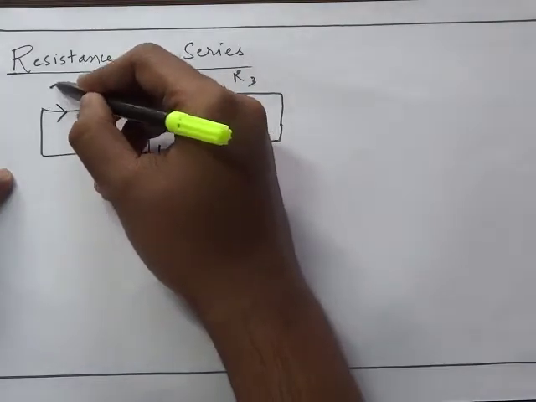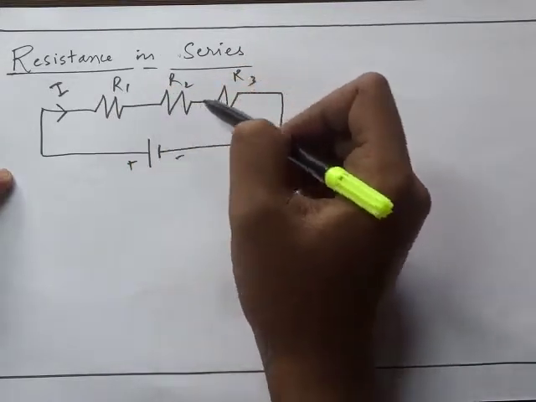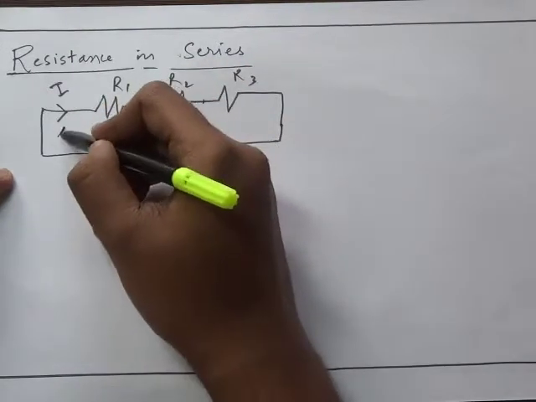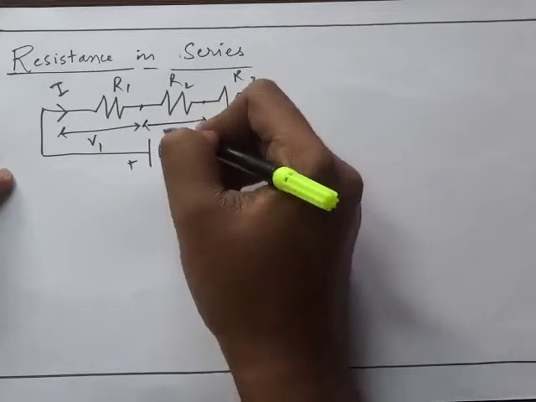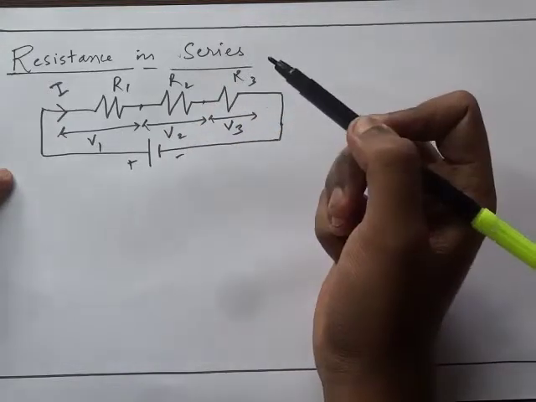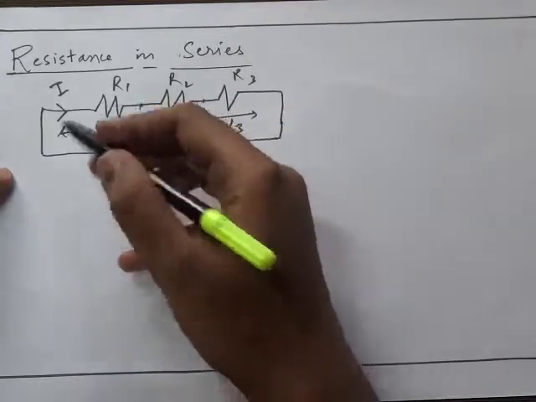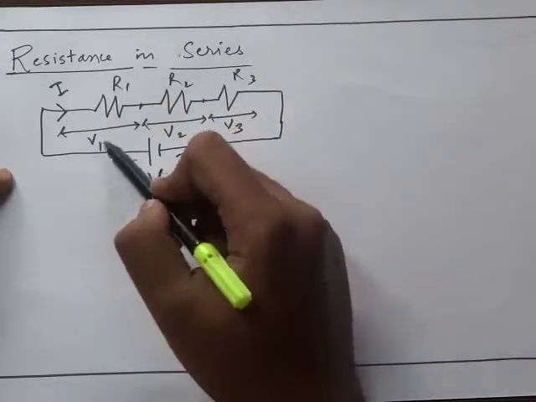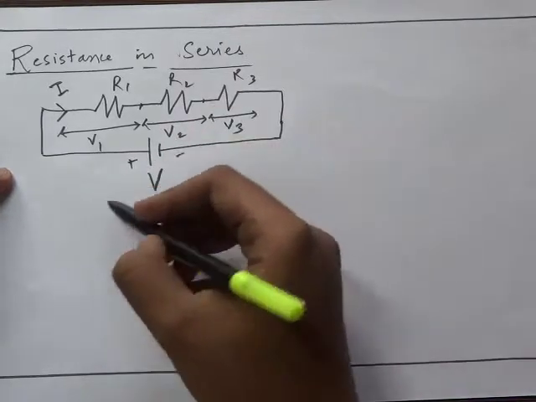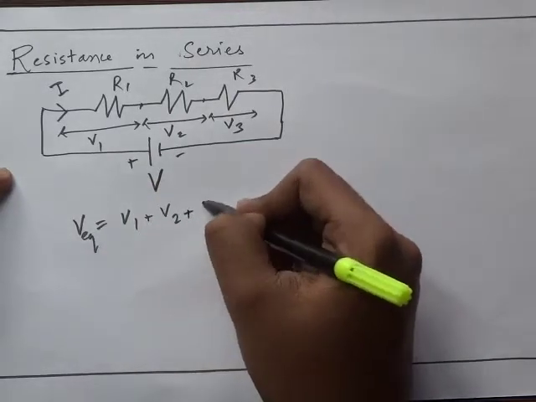So suppose current I is flowing from here. Do note that in this case the current flowing through all the resistances will be equal. But the voltage across these three resistances is different. Let us denote them as V1, V2 and V3, and this is the supply voltage V. The current flowing is the same and the voltages are different, but these three voltages are equivalent to the supply voltage. Therefore, we can write V equivalent is equal to V1 plus V2 plus V3.